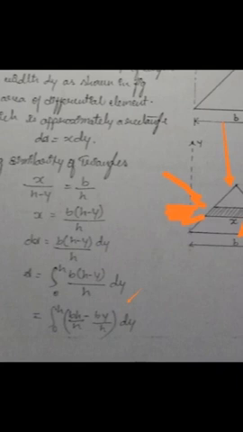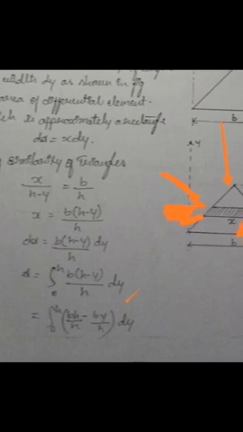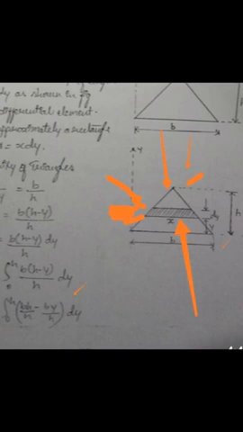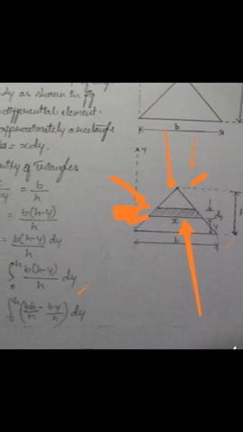You can see x divided by h minus y. H minus y is nothing but, if you subtract the two heights, you will get the height of the smallest triangle.